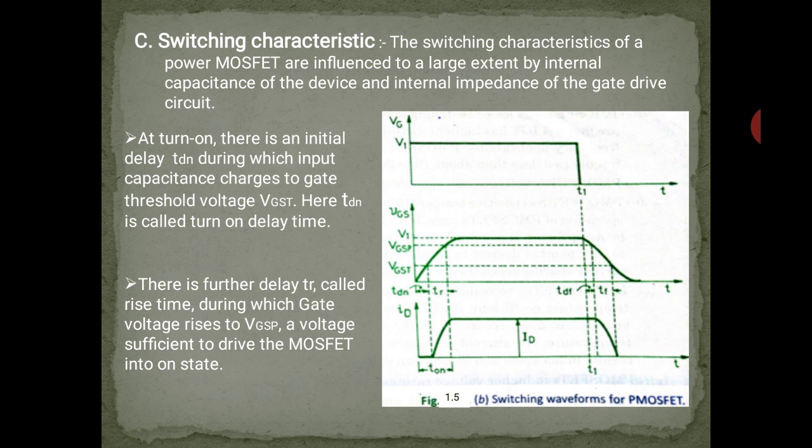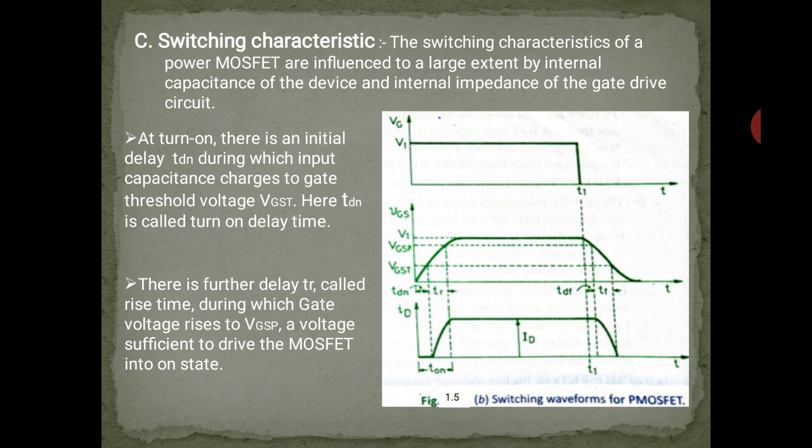Switching characteristics of power MOSFET are influenced to a large extent by internal capacitance of device and internal impedance of gate drive circuit. At turn on, there is an initial delay TDN during which input capacitance charges to gate threshold voltage VGST. Here TDN is called turn on delay time.